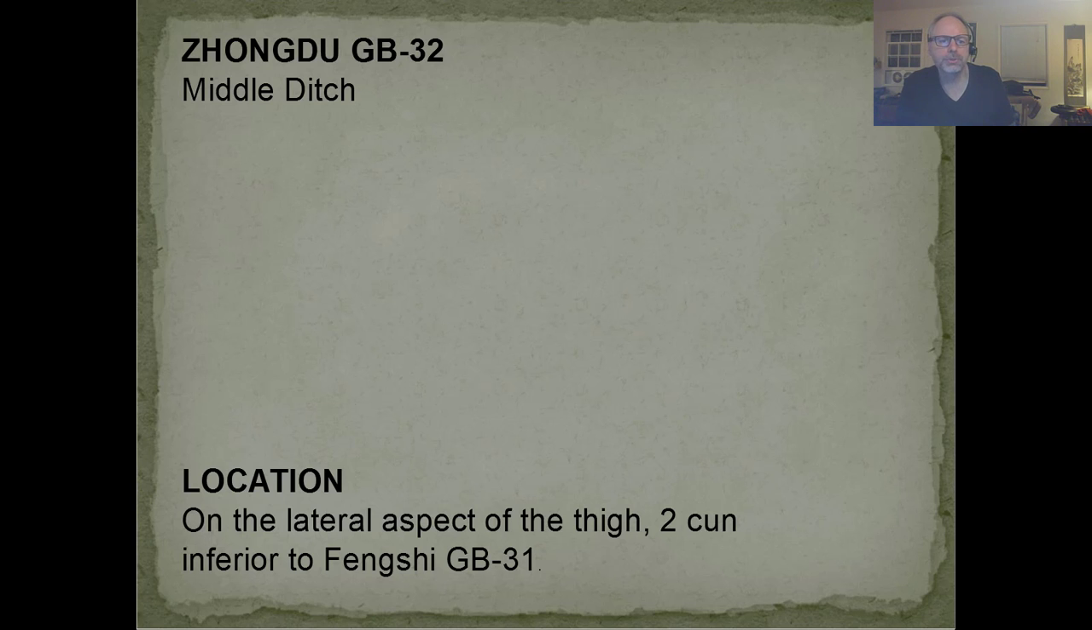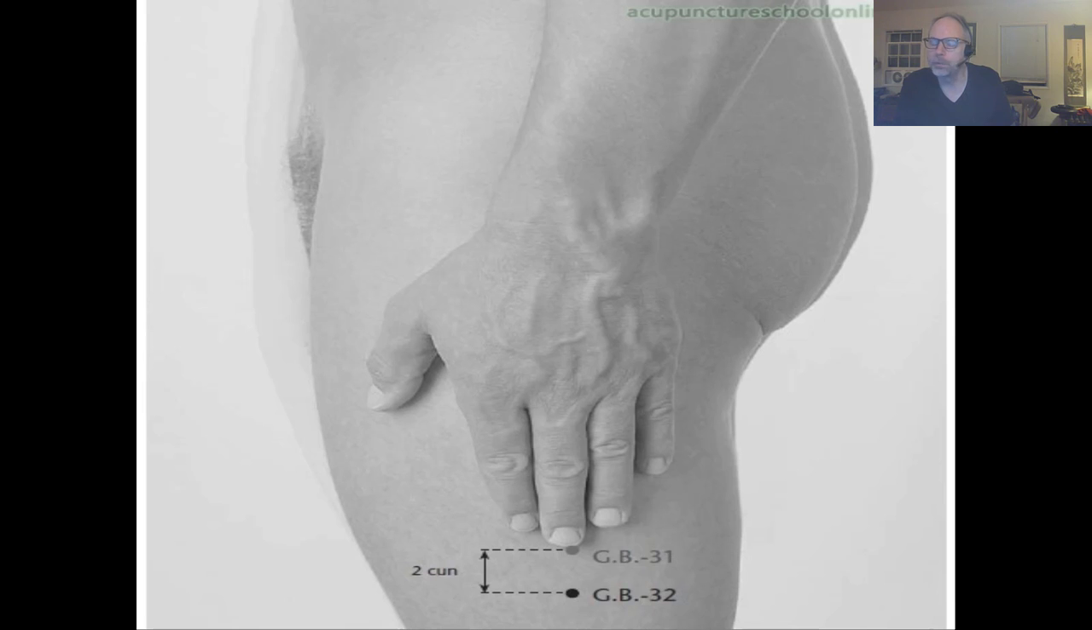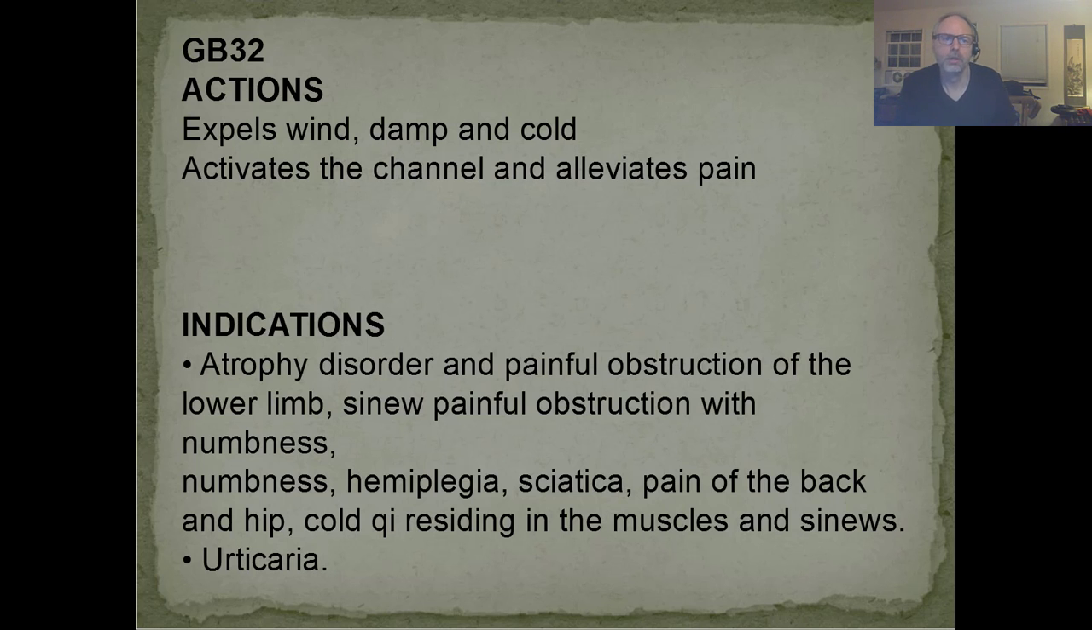32. 32 is 2 sun inferior to 31. Just like that. Boom. Expels wind, damp and cold, activates the channel, alleviates pain.